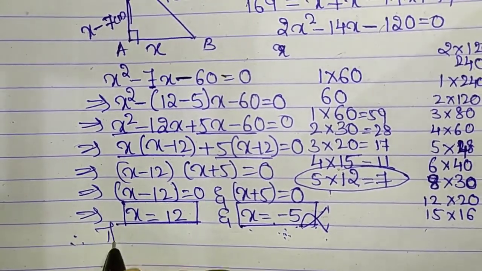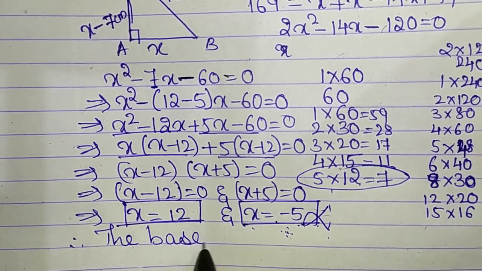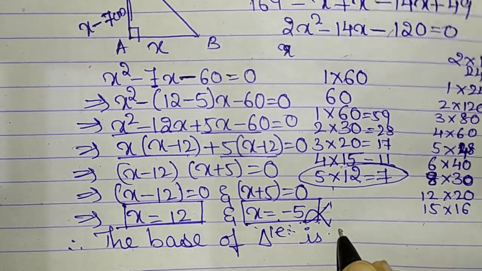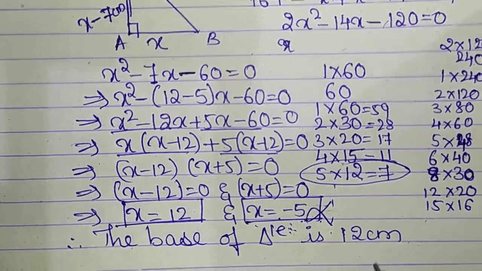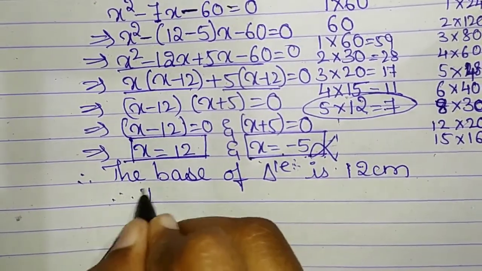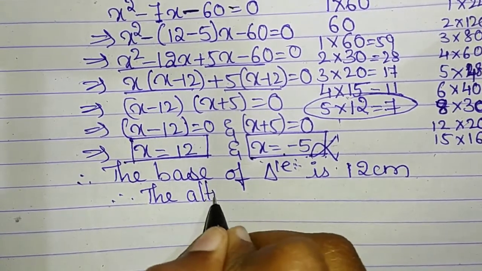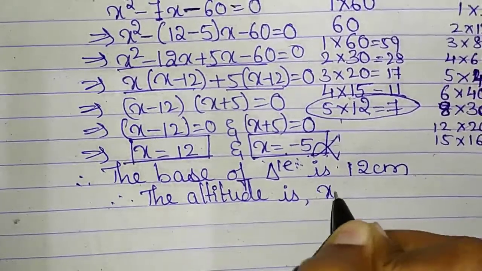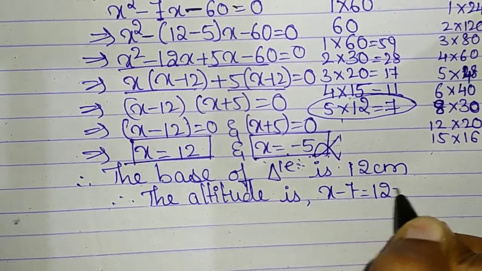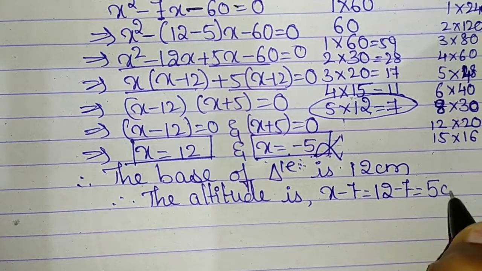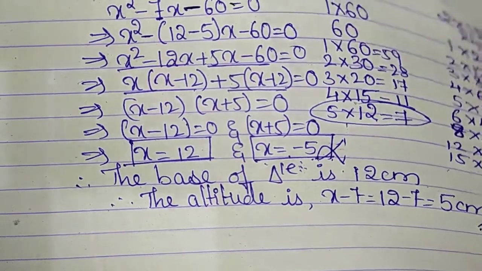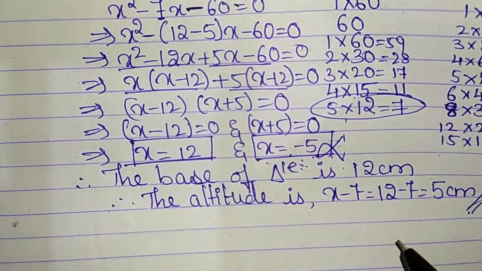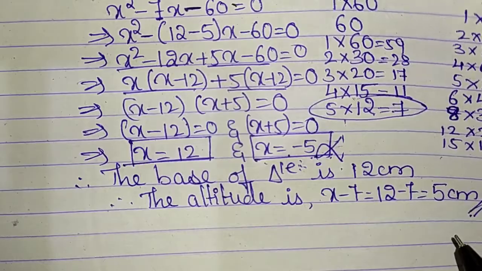Therefore, the base of the triangle is 12 centimeters. So therefore, the height or the altitude is x minus 7, which is equal to 12 minus 7, which is equal to 5 centimeters. So these are the required sides of the triangle. That is, base is 12 centimeters, whereas the height of the triangle is 5 centimeters.